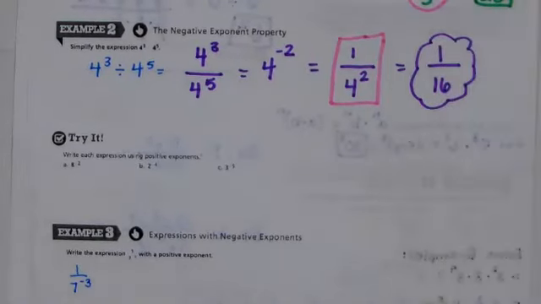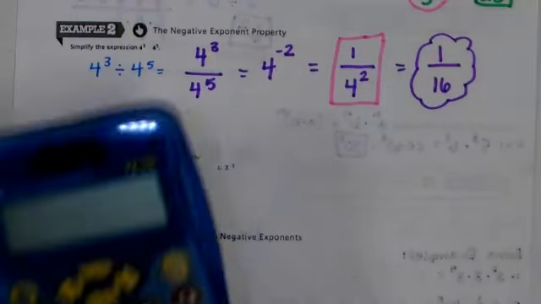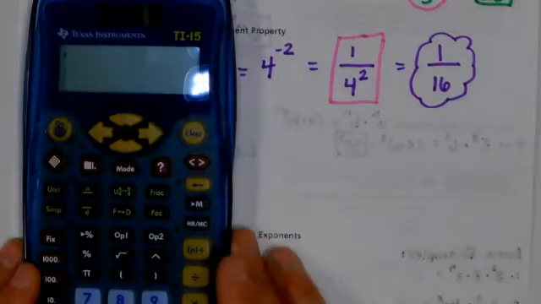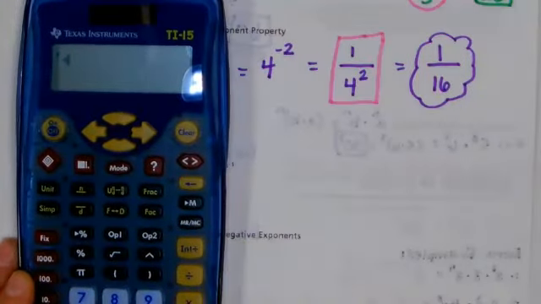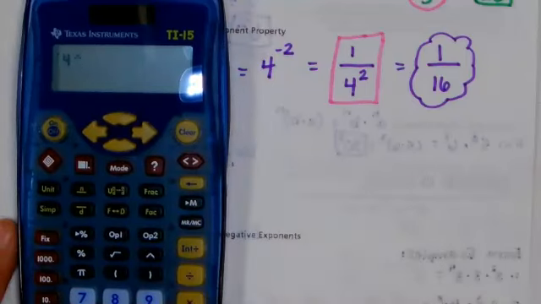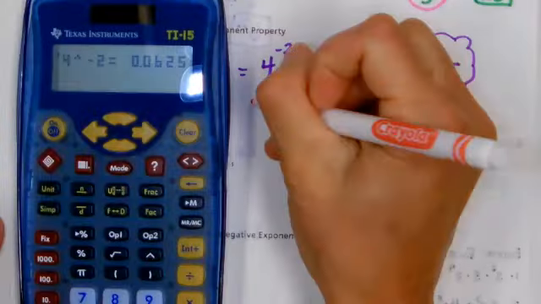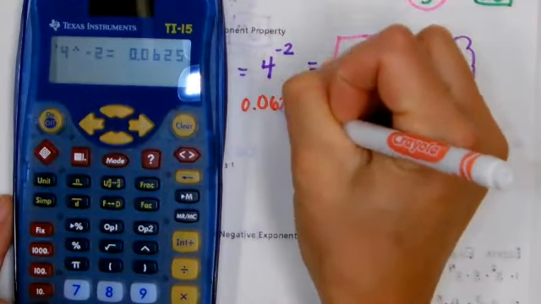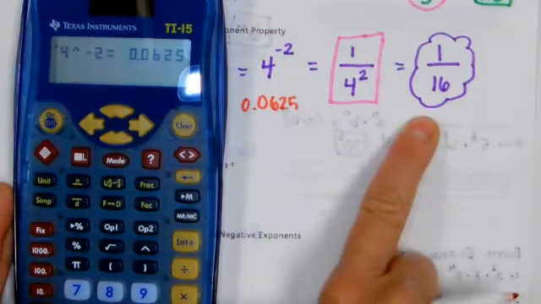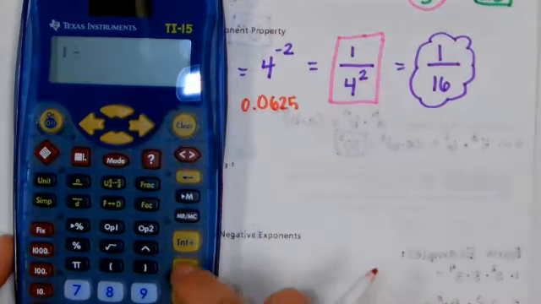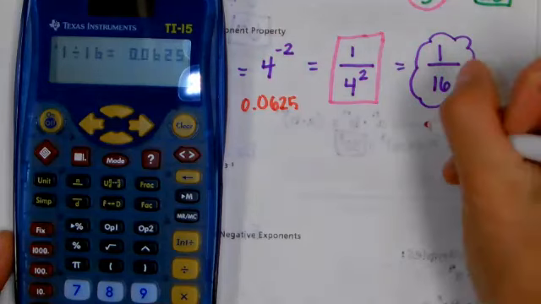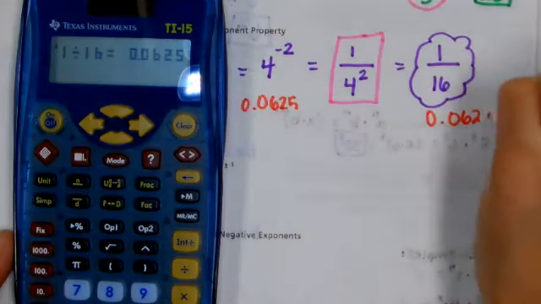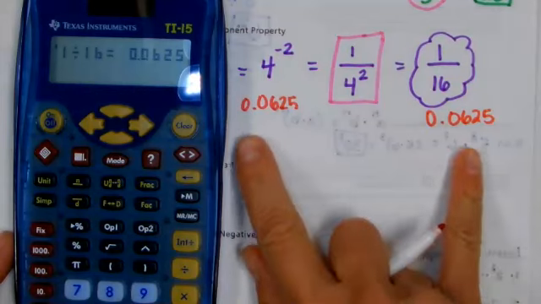Now, something that I want to show you, just so that you can see that these are equivalent. If I have a calculator, and it does exponents, if I do 4 and I raise it to the negative 2 power, like this, I get this decimal, 0.0625. So in a calculator, the decimal is 0.0625. Let's see what the fraction of 1 over 16 is. So 1 divided by 16 gives me that same exact decimal. And so this is just showing you that as a decimal, these are also equivalent.